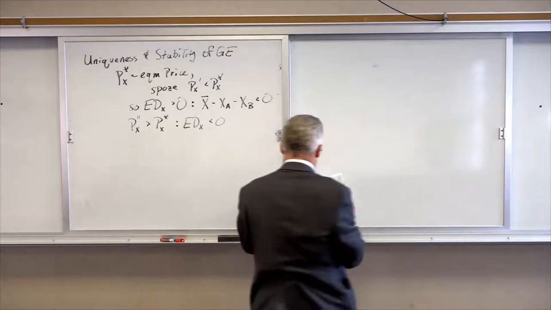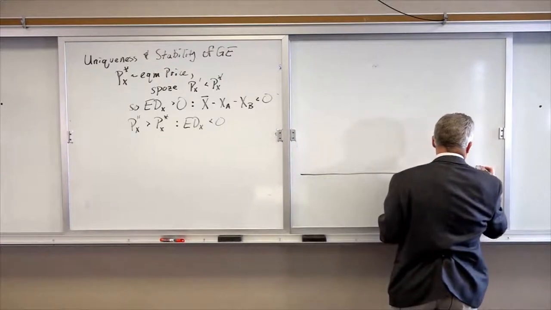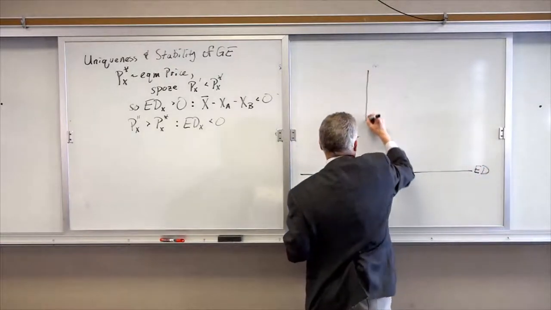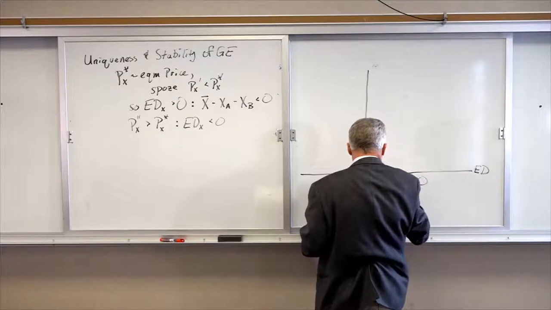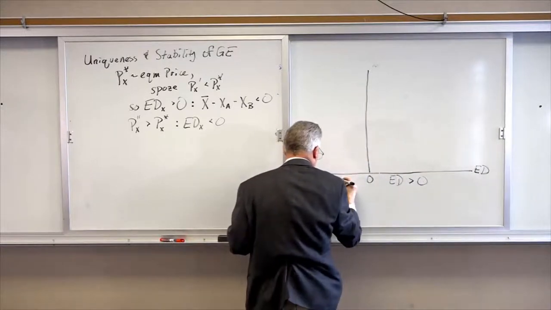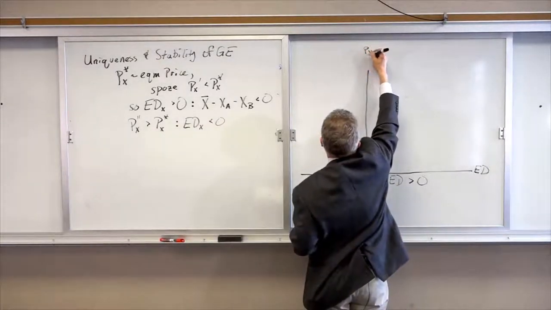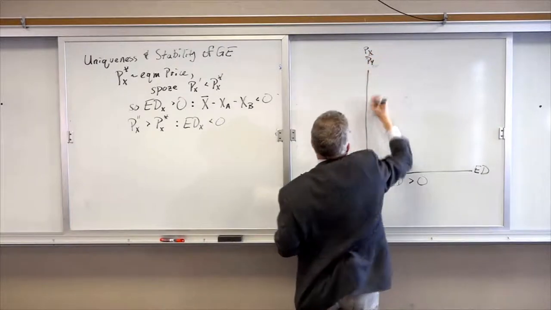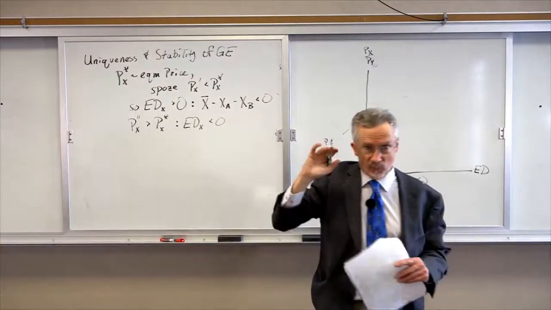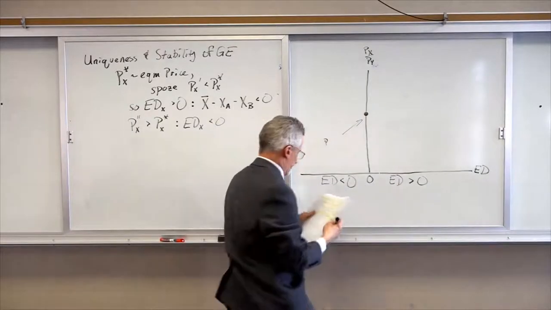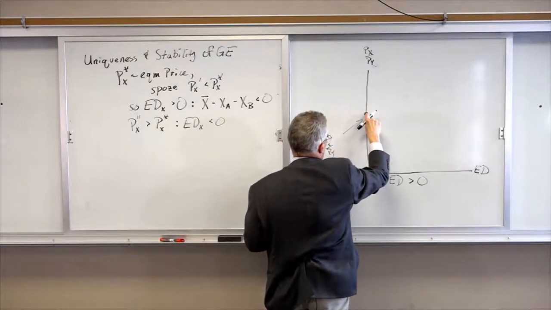We can graph all of this. We're going to put excess demand on this axis. Now remember, that could be negative or positive, so we will put zero right here. Over here is excess demand greater than zero, and over here is excess demand less than zero. And on this axis, we're putting relative price PX over PY, where Y is fixed, that's our numeraire. And we know that at PX star over PY, we are at equilibrium, right there.